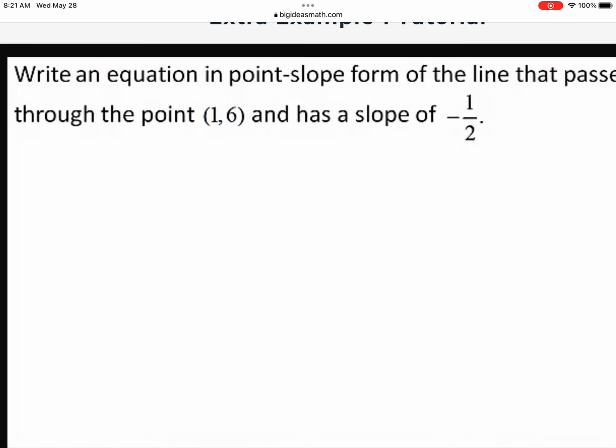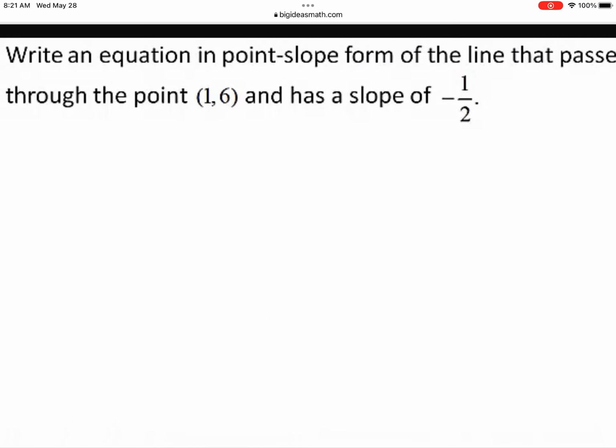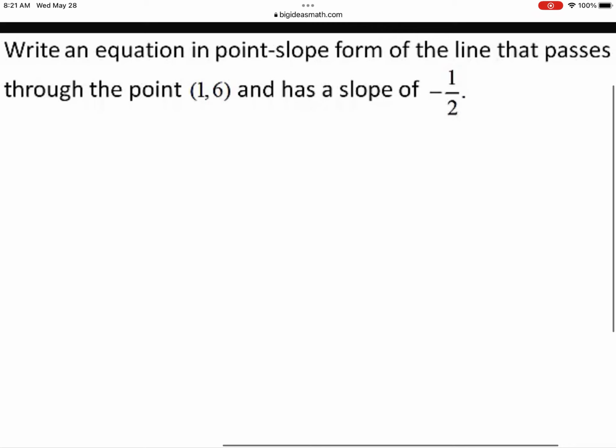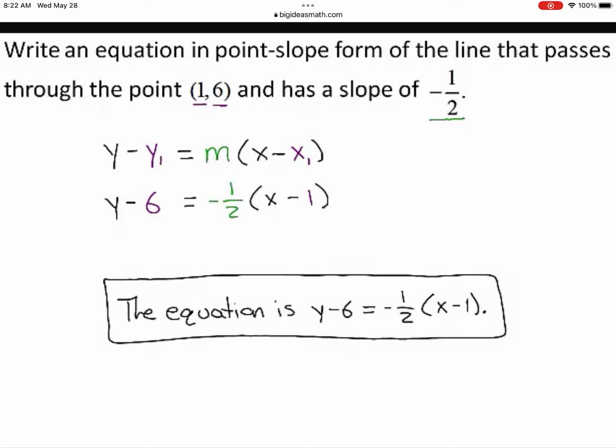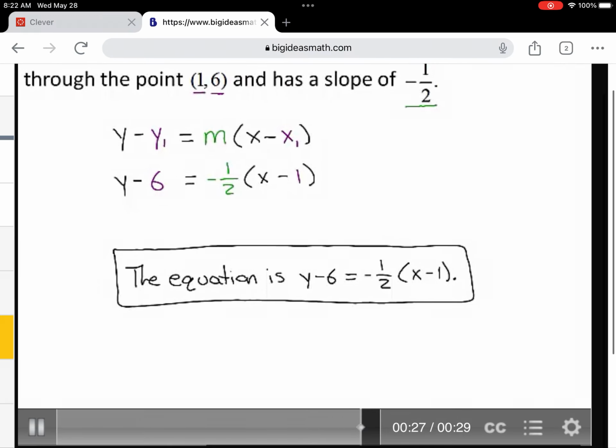Write an equation in point-slope form of the line that passes through the point (1, 6) and has a slope of negative 1/2. Point-slope form is given by y minus y1 equals m times the quantity x minus x1. Substituting 1 for x1, 6 for y1, and negative 1/2 for m, gives y minus 6 equals negative 1/2 times the quantity x minus 1. So the equation is y minus 6 equals negative 1/2 times the quantity x minus 1.